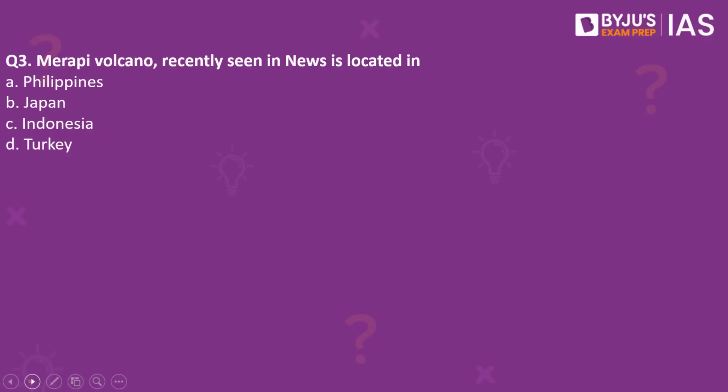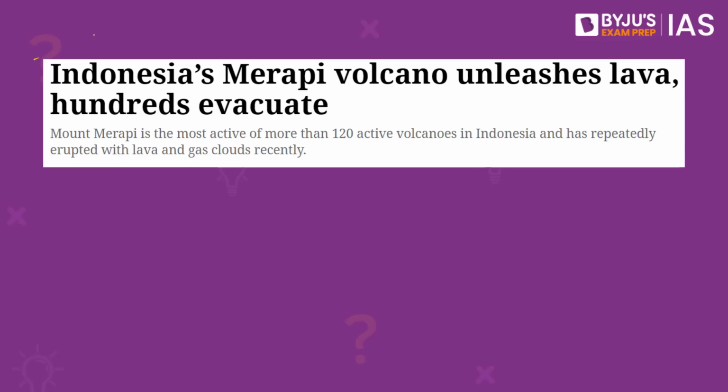Merapi volcano recently in news is located in option A, Philippines, option B, Japan, option C, Indonesia, option D, Turkey. Why this question? This article in the Indian Express newspaper today talks about the recent eruption in Indonesia's Merapi volcano, and hence we've taken this question. Now let us talk about Mount Merapi.